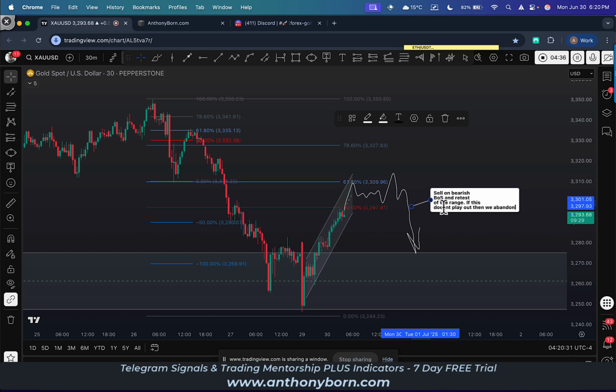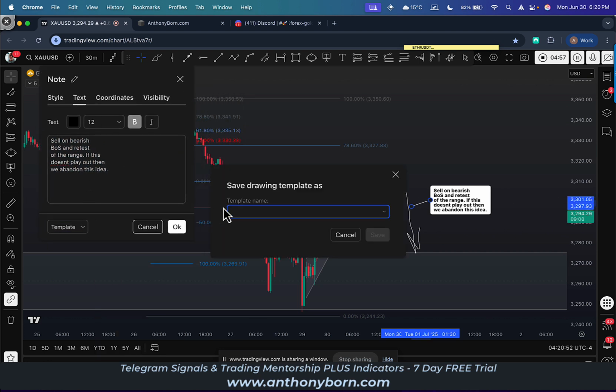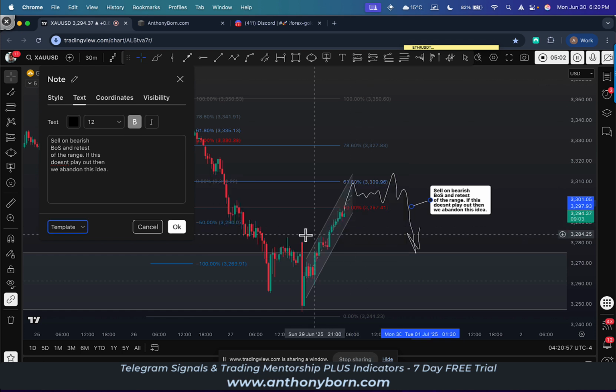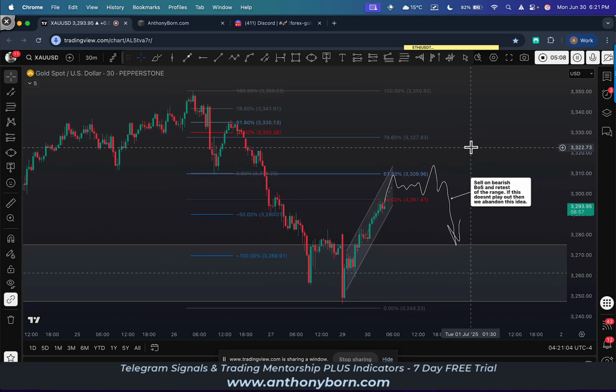If this doesn't play out, then we abandon this idea. I need to copy and paste this, guys, because I'm typing it every time. Idea, okay. Sell on bearish BOS. Here we go. Look, I'll show you what we've got here. Save as. This is awesome. Okay. Save as sell note. There you go. All right, guys. Look, that's the thing. Yeah, pretty much it.